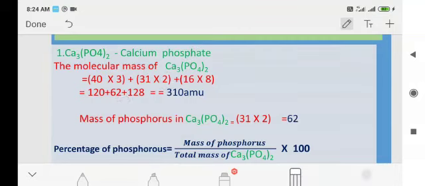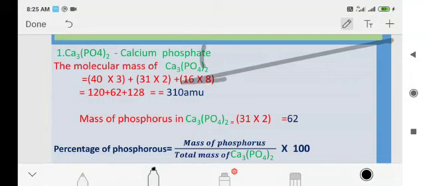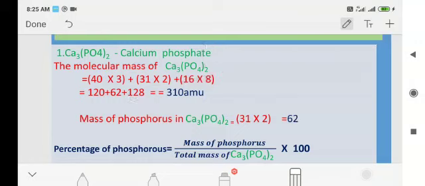Then the next element is oxygen. For oxygen you will find 4 inside, 2 outside. So you need to multiply there. 4 2s are 8. That is how here 16 into 8, 128. Okay. Then the total mass is 310 AMU there.